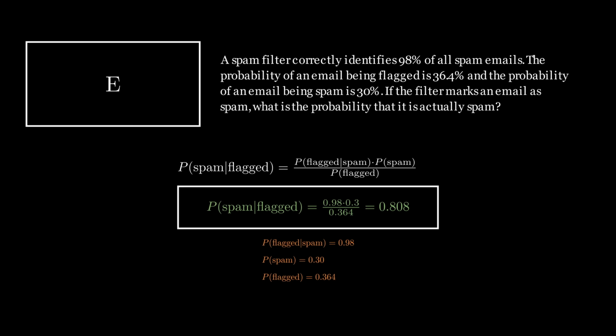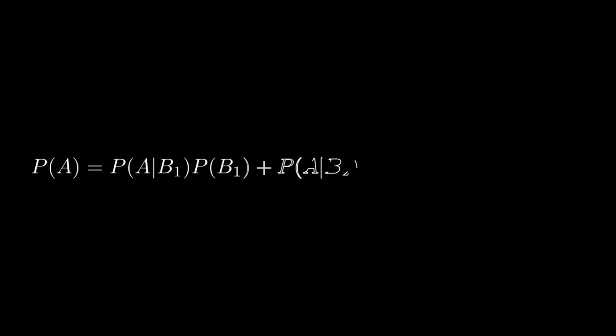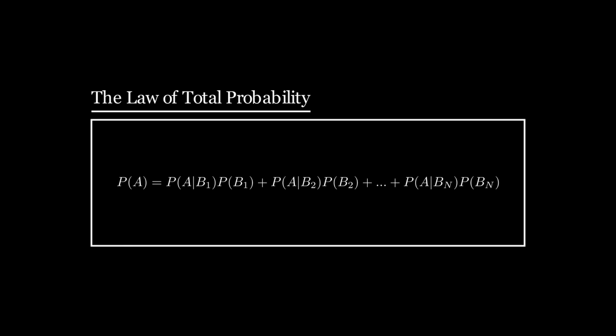Now that we've learned and understood Bayes' rule, let's move on to the law of total probability. If I have three events that cover the entire sample space, B1, B2, B3, and an event A, I can compute the probability of event A occurring by computing and summing the individual probability subspaces for each event. Generally, we can express the law of total probability like so.